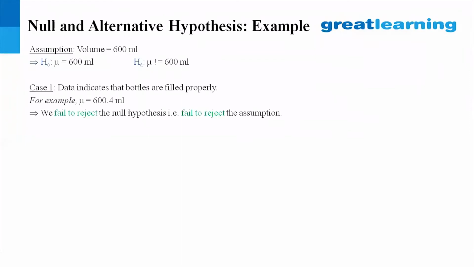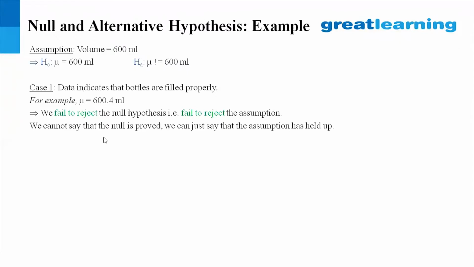Okay, so consider case 1. We'll be considering 2 cases here. Case 1 is that when you test the mean, you test the actual volume in the bottles. In the first case, after you've done the actual volume measurement, say you get a mean of 600.4. So the mean of volumes in the 100 bottles comes out to be 600.4. You had mentioned that it is going to be 600 ml. It comes out to be 600.4. In that case, you fail to reject the null hypothesis.